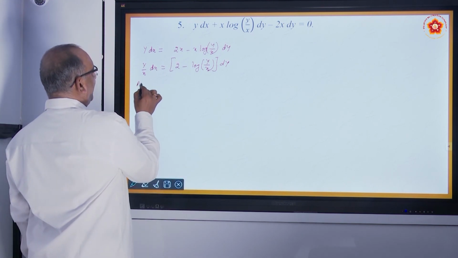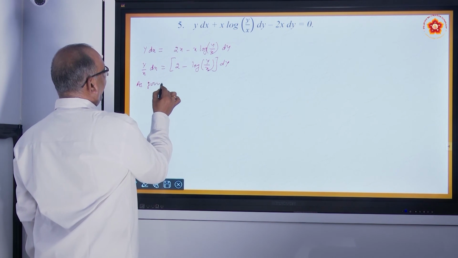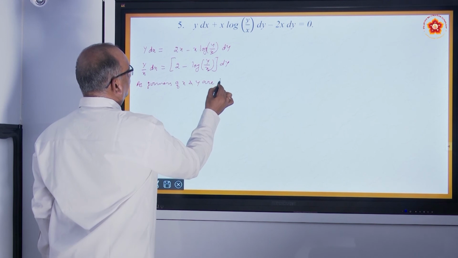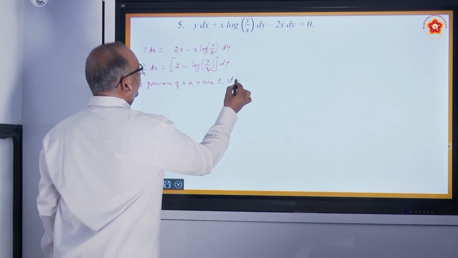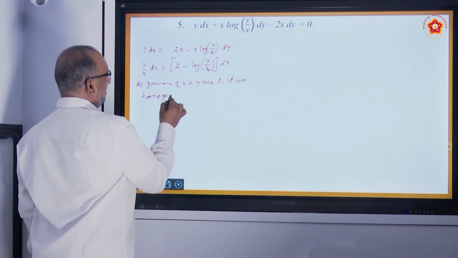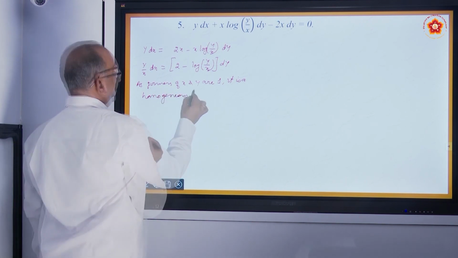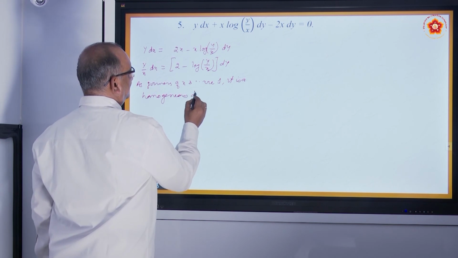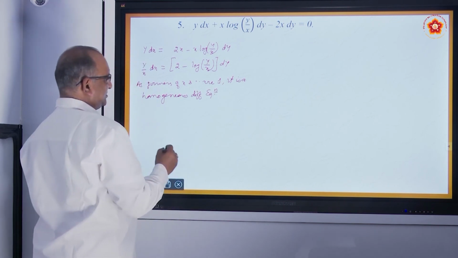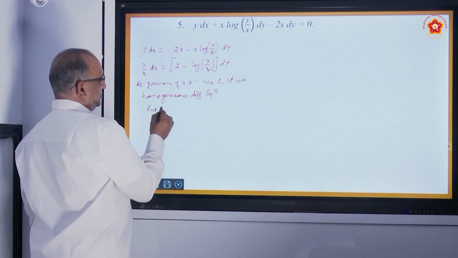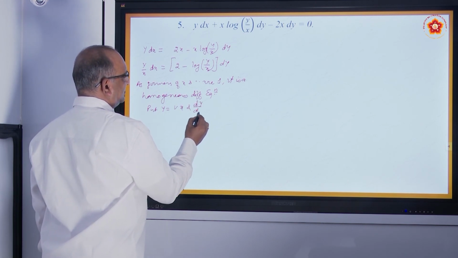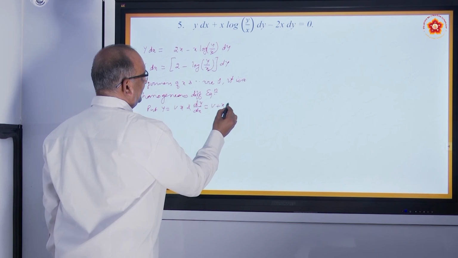As powers of x and y are 1, it is a homogeneous differential equation. Follow the procedure. Put y equal to vx and dy by dx equal to v plus x dv by dx.